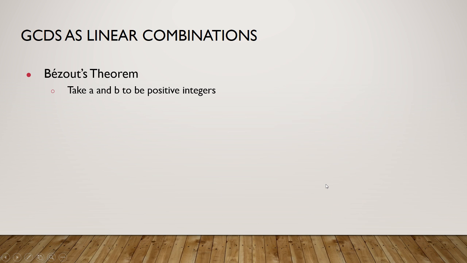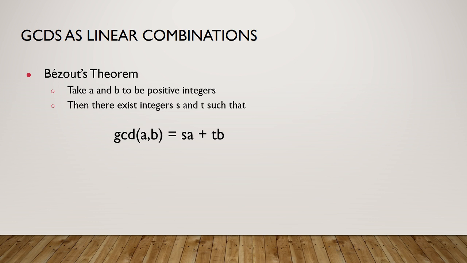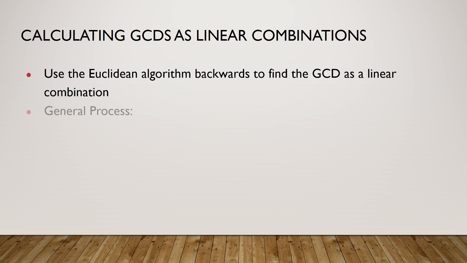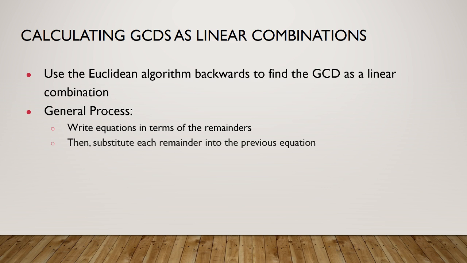Bezout's theorem: take A and B to be positive integers, then there exist S and T such that GCD of A and B equals SA plus TB. Basically, it's just constants that would fill these spots so that you could always solve it in this formula. It's called a linear combination. You can use the Euclidean algorithm backwards to find the GCD as a linear combination. You write out the terms and remainders, then you substitute each of them into previous equations.